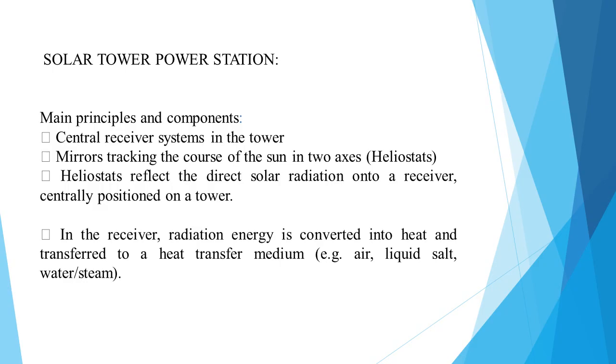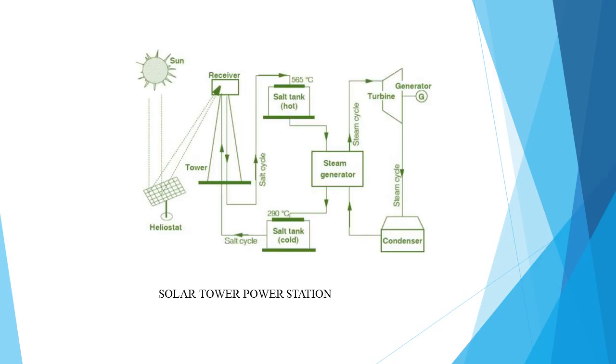Solar tower power station. Main principles and components. Central receiver system in the tower. Mirrors tracking the course of the sun in two axes. Heliostats reflect the direct solar radiation onto a receiver centrally positioned on a tower. In the receiver, radiation energy is converted into heat and transferred to a heat transfer medium, for example air, liquid salt, water and steam. This is the solar tower power station.